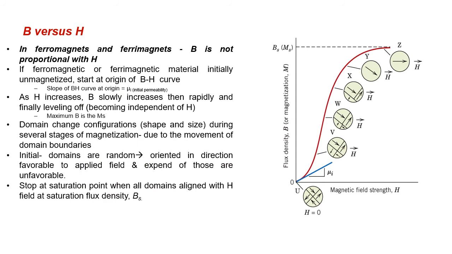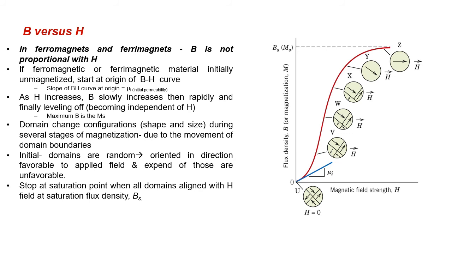Flux density B versus magnetic field strength H. In ferromagnets and ferrimagnets, B is not proportional to H. If a ferromagnetic or ferrimagnetic material is initially unmagnetized, starting at the origin of the BH curve, then the slope of the BH curve at the origin will be mu i, or initial permeability. As H increases, B slowly increases, then rapidly, and finally levels off, becoming independent of H, where it achieves the maximum B or the saturation magnetization.